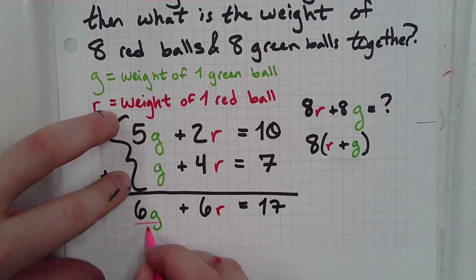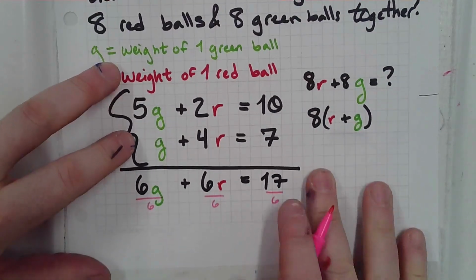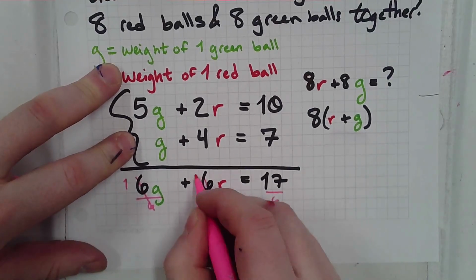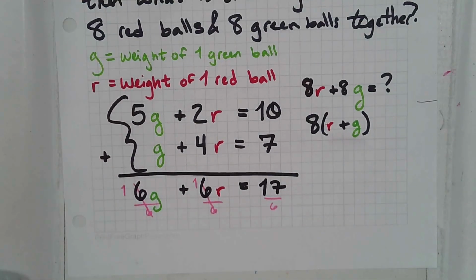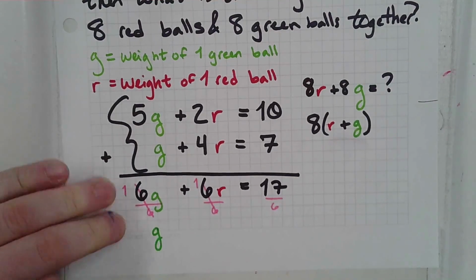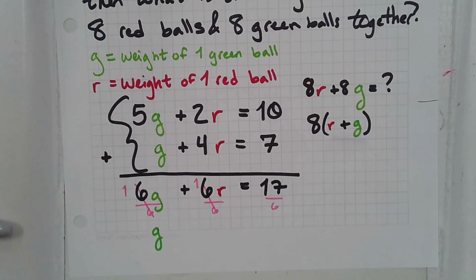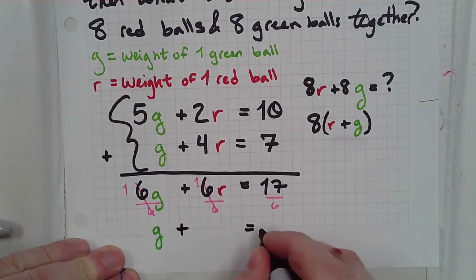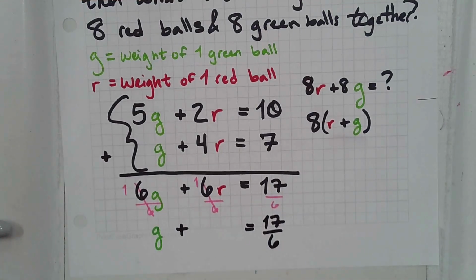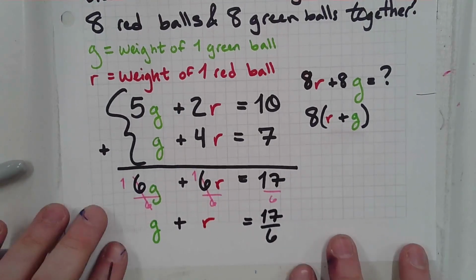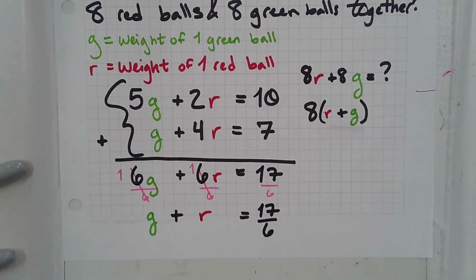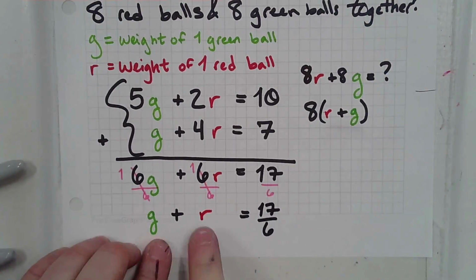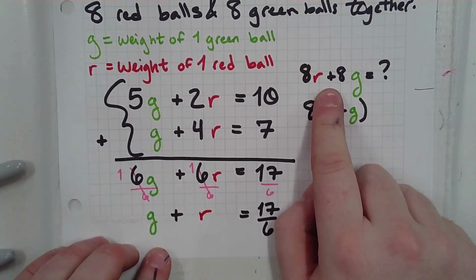I'm actually going to divide everything by 6. And what I'll end up with is 1 green plus 1 red equals 17 over 6. So basically we know that a single green combined with a single red will get us 17/6 of a pound. So if you want to think about that for a second, 17/6 is almost 3 pounds, right? If it was 18 over 6, it'd be exactly 3 pounds. So we're going to have some fractional answers. So this is the weight of 2 combined, right? 1 of each.